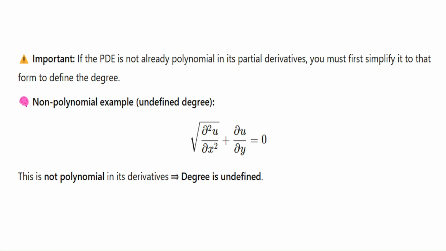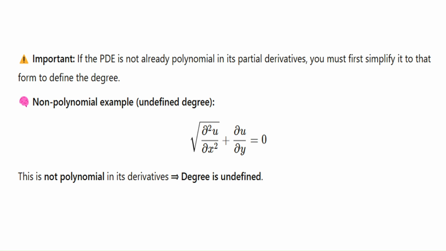Important. If the PDE is not already polynomial in its partial derivatives, you must first simplify it to that form to define the degree. Non-polynomial example. Square root of ∂²u/∂x² plus ∂u/∂y equals 0. This is not polynomial in derivatives. Degree is undefined.